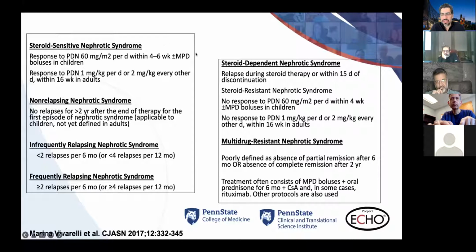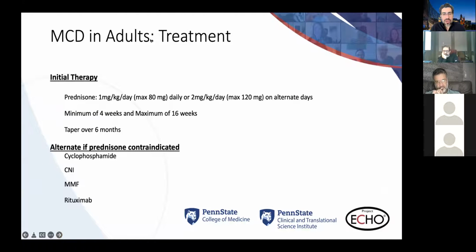In this situation, multiple different treatments have been tried. So how do we treat? This is really a simplified version. Initial therapy in adults is prednisone 1 milligram per kilogram per day, max 80 milligram per day. Or if you want to go with the alternate day, then 2 milligram per kg, which is maximum 120 milligram.